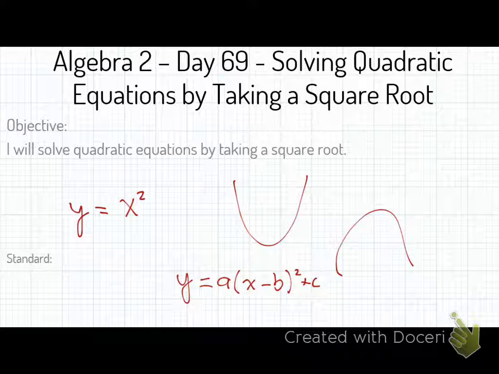What does B do to our graph? It slides it left and right, and then C slides it up and down. Good. Translates it. That's the math word. Good. Okay. Thank you.